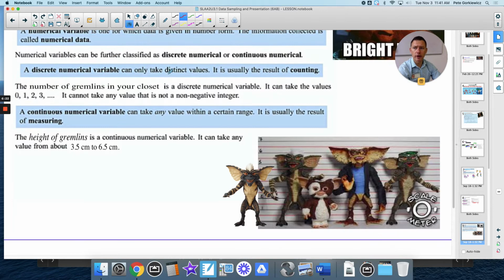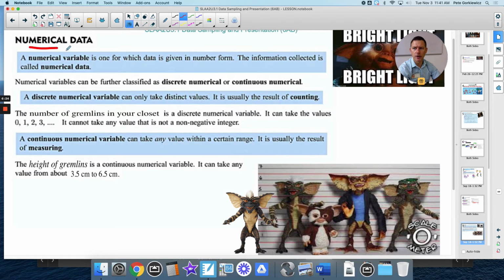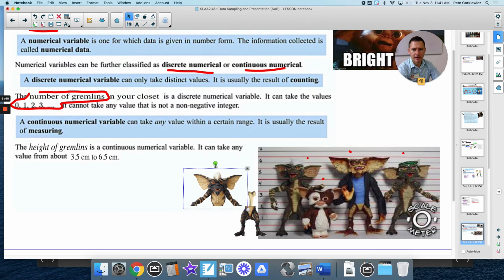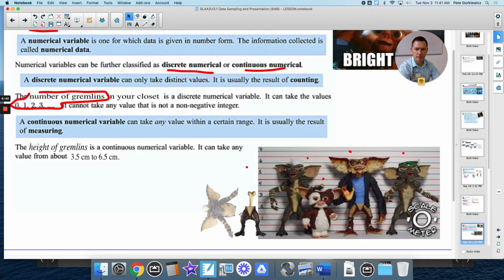Numerical data is our bread and butter, and we want the numbers out of this. They can be discrete or continuous. Discrete means whole numbers, so the number of gremlins that might be in your closet is a whole number: 1, 2, 3, 4, 5. It would be really weird if you had half a gremlin in your closet. So you don't have 4.5 gremlins. You should probably have just 5 gremlins.